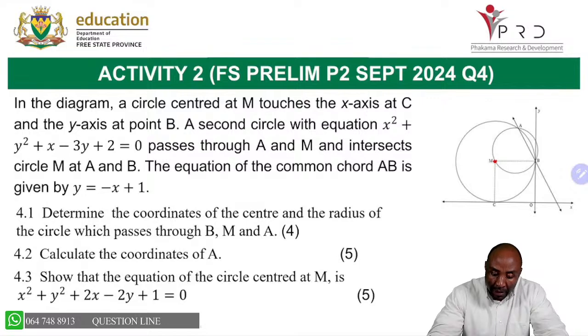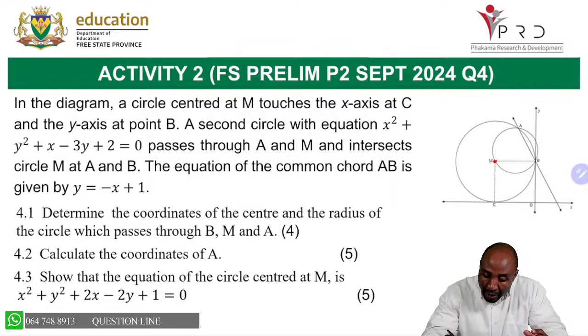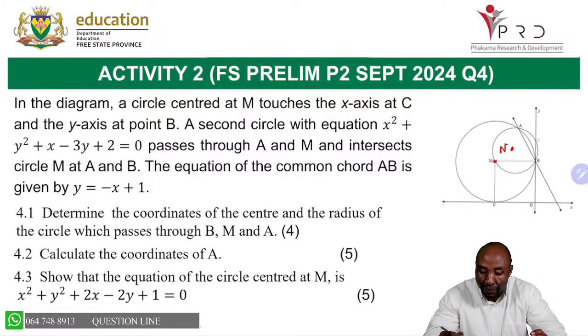Now, we have to determine the coordinates of the center and the radius of the circle which passes through B, M, and A. So we want the center and the equation of the circle. Let me name it N. If N is the center of the circle that passes through points A, M, and B, these are points on the circumference. So we have to find the coordinates of N. How do we find the coordinates of N? We are given the equation.